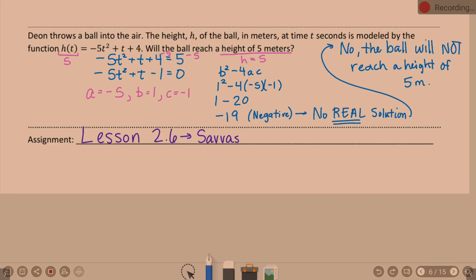Does that make sense? Okay, so just trying to show you a way where you don't have to work out the whole quadratic formula. You can just use a discriminant. Okay, that's where there's an advantage to it.